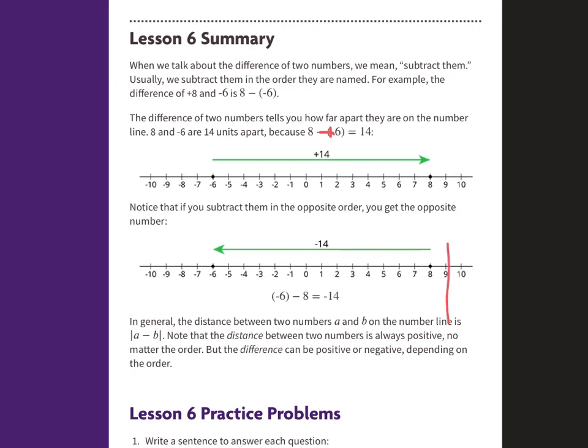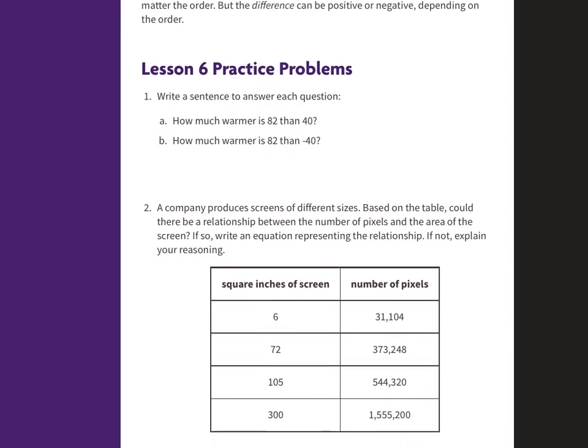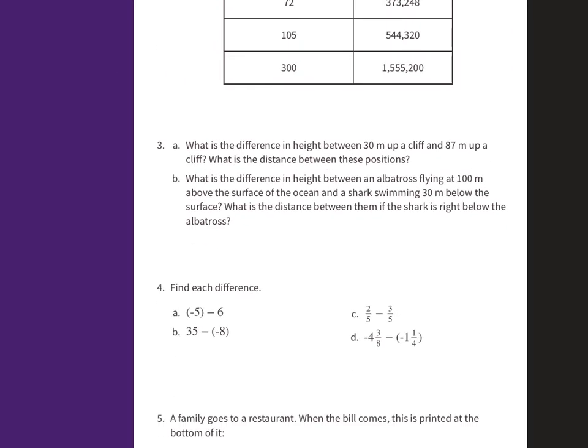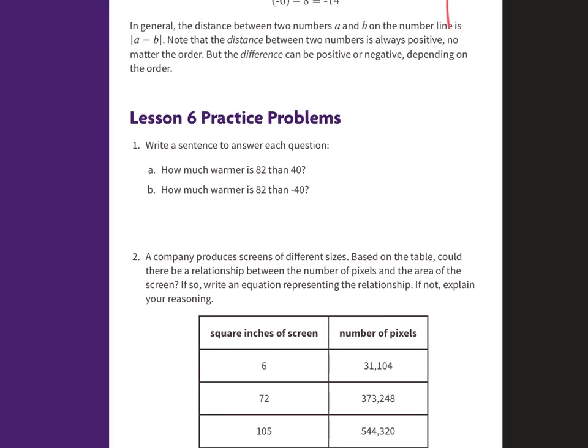So for your assignments, you're looking at number 1 and number 4 in your book. So number 1, how much warmer is 82 than 40? Well, we're just going to subtract. We're just going to go 82 minus 40. And same thing for letter B. How much warmer is 82 than negative 40? So 82 minus negative 40, which really turns into 82 plus 40.